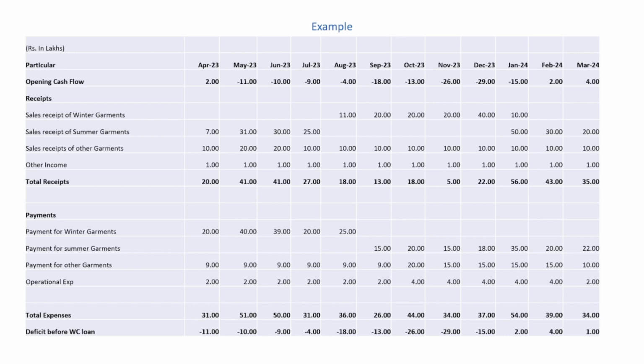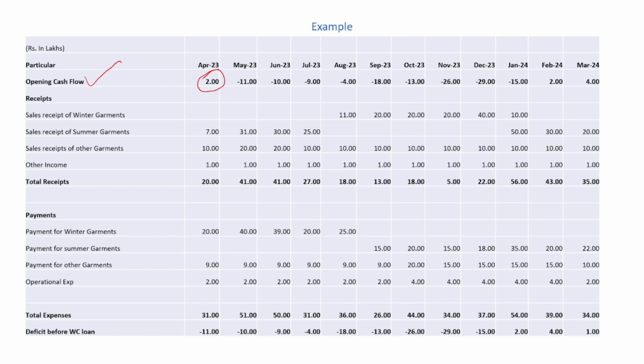This is the example. In this we are taking an example of a garment industry. The garment industry is manufacturing both winter and summer garments and other garments also, which sell throughout the year, like socks, like handkerchiefs, like that. Here we have spread the whole year into 12-month segments, starting from April 2023 to March 2024. What we have presumed is that the opening cash is 2 lakh rupees.